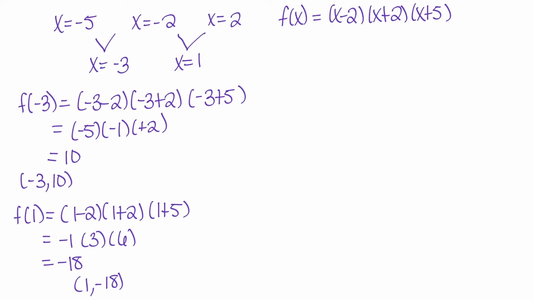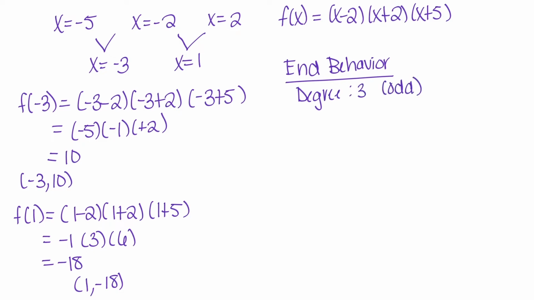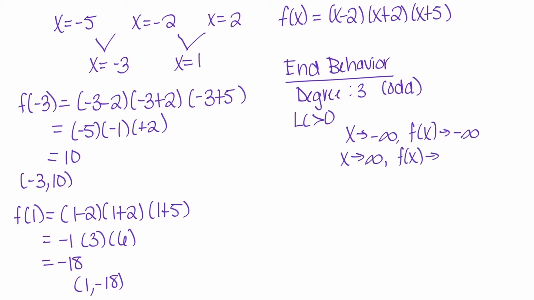And now we need to figure out the end behavior of this function. Okay, so the end behavior, we have a degree of 3, right? So it is an odd function. So that means it's going to go opposite directions at both ends. It has a leading coefficient that's greater than 0. So we would say that as x approaches negative infinity, f of x approaches negative infinity. And as x approaches positive infinity, f of x approaches positive infinity. Remember to use those charts that we went over in the last lesson if you have any questions about how I figured that.